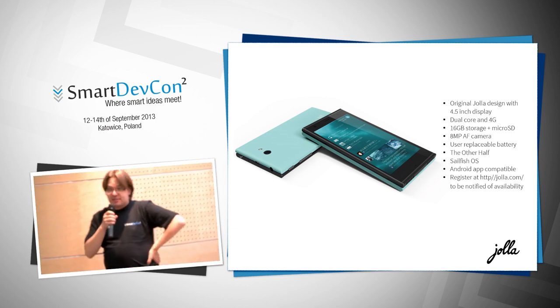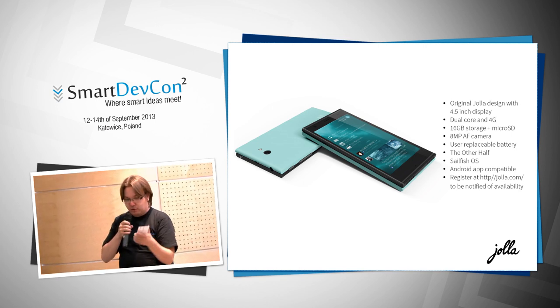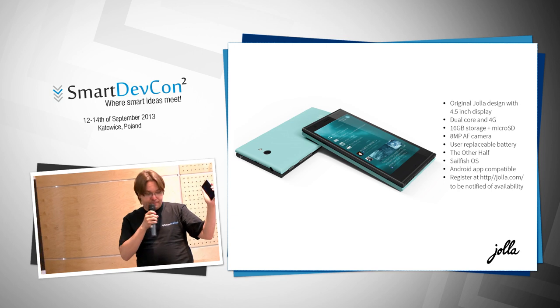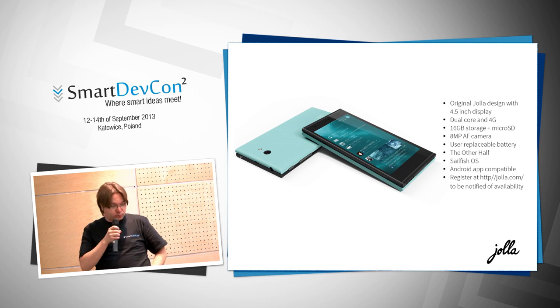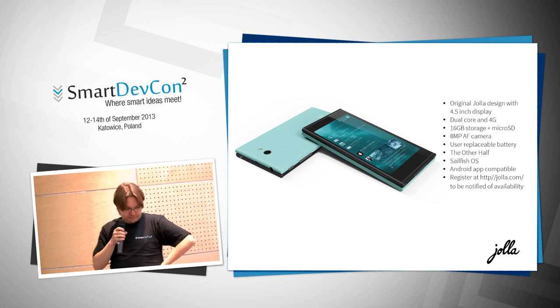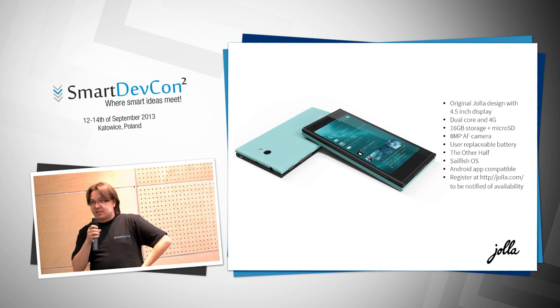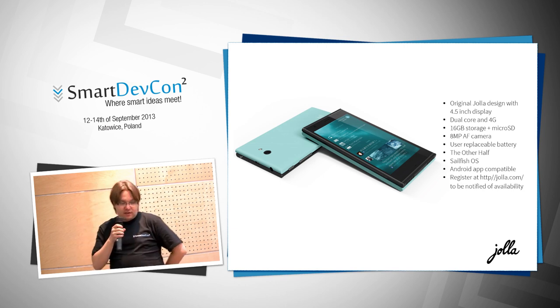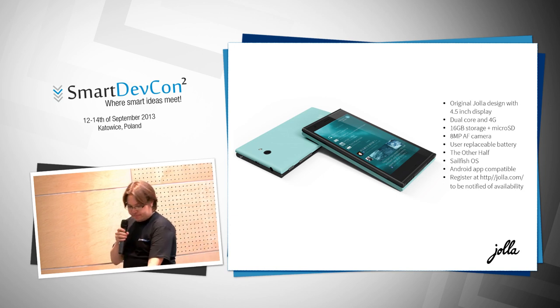So the specifications, this is what we have said in public. We have this beautiful 4.5-inch display here. We have a dual-core processor and 4G data. You have been asking what CPU it is, what's the clock frequency. Only thing that I can say today is that it's fast enough. We have 16 gigs of storage, and you can expand it with a memory card. There's an 8-megapixel camera and user-replaceable battery.